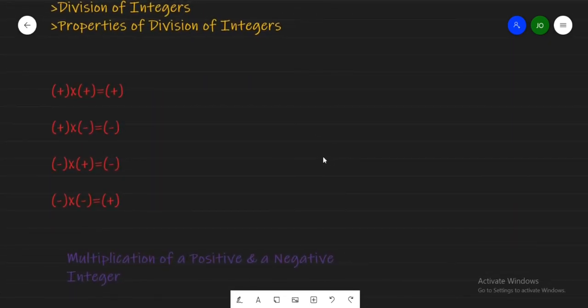Before starting this, we need to know these four key concepts. We always need to remember that when we multiply a positive number to a positive number, we get a positive number. When we multiply a positive number to a negative number, we get a negative number. When we multiply a negative number to a positive number, we get a negative number. And when we multiply a negative number to a negative number, we get a positive number. We would be using this concept many times in this video and the upcoming parts of the video. So stay tuned.